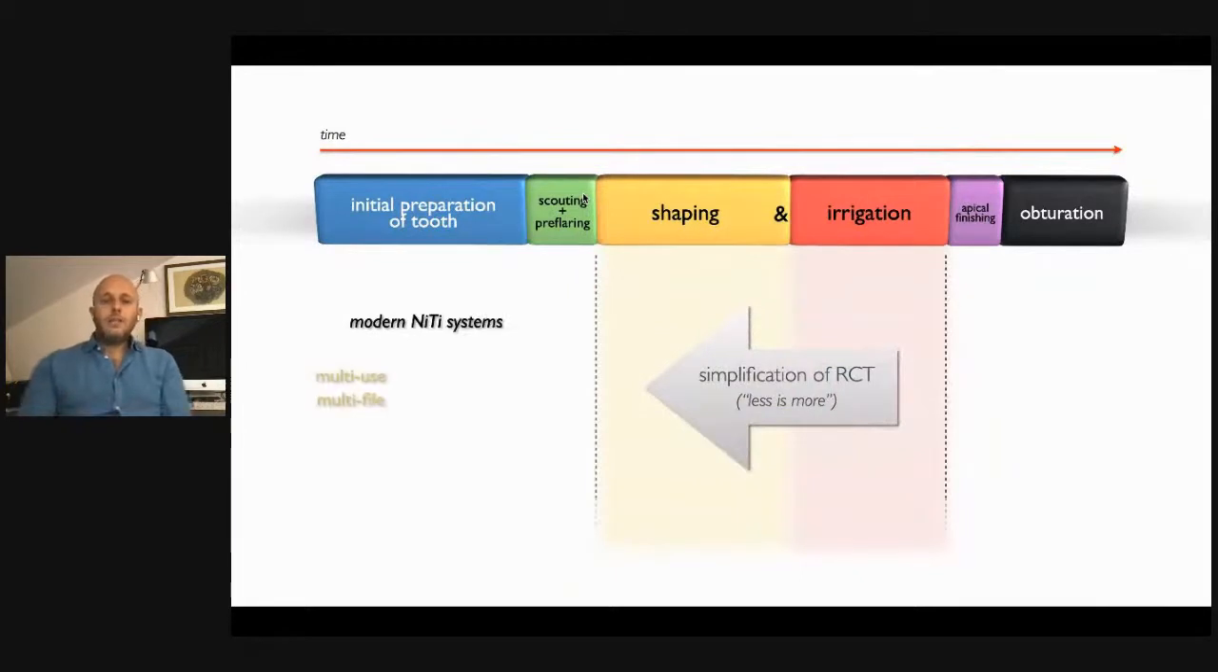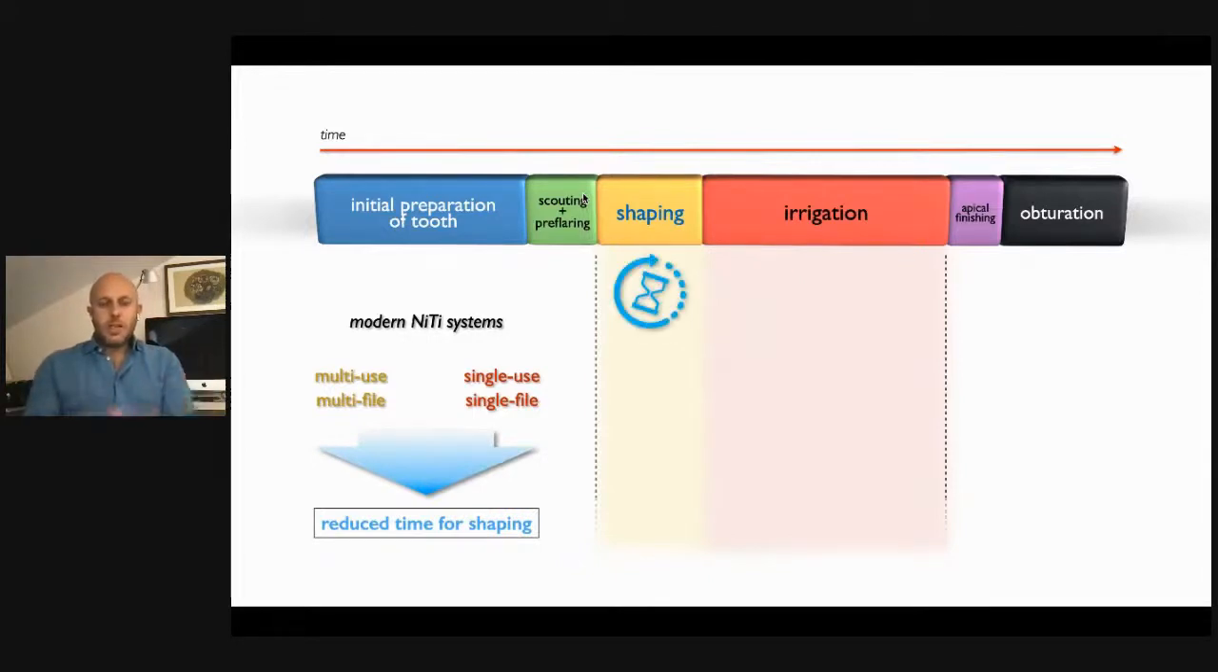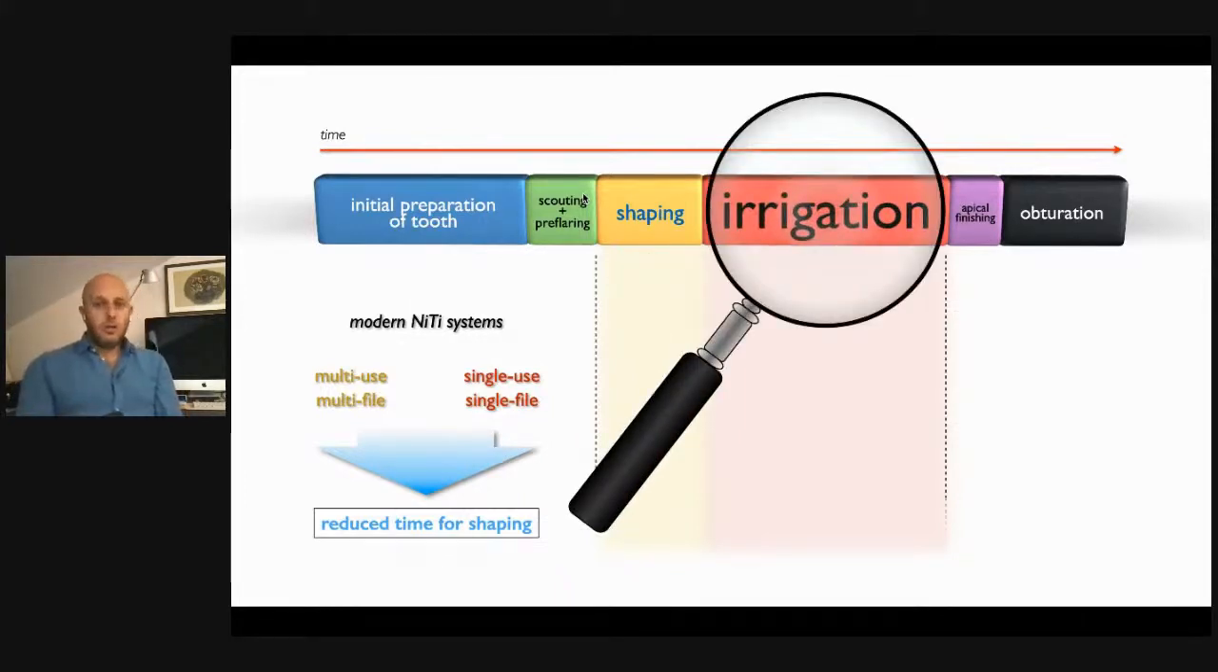Today, the instruments, the files, have evolved into different kinds of files, multi-use files or single-use files, multi-step files or single file systems, but the aim of the new instruments is to simplify, thanks to the evolution of nickel titanium alloy. The aim of these files is to simplify the root canal treatment, because each clinician can do a root canal treatment with the fewest possible instruments. So today we can reduce the time for shaping the root canals, and if we reduce the time for shaping, we can focus more on irrigation of the endodontic space.